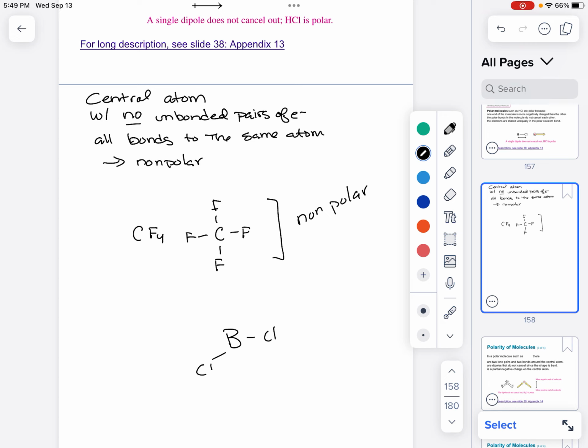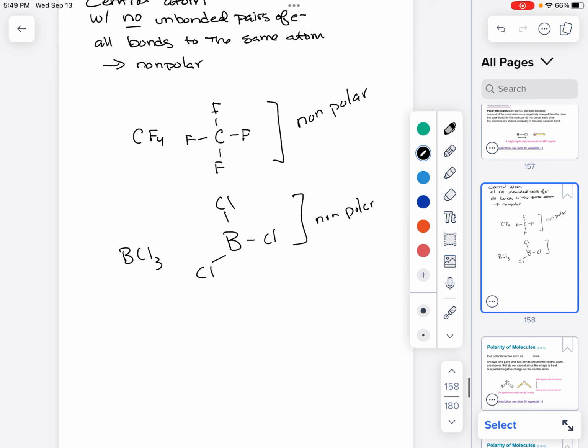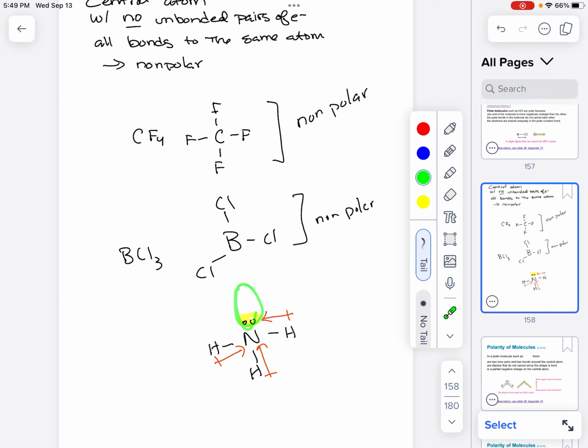BCl3. Also nonpolar. There's no unbonded pairs on the central atom, and so this will be nonpolar. But if you have ammonia, now all of a sudden all the dipoles don't cancel. I have a dipole here, a dipole here, and a dipole here, but there's nothing up here. And so this molecule is polar.